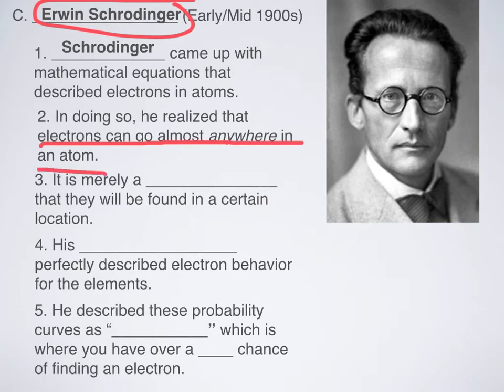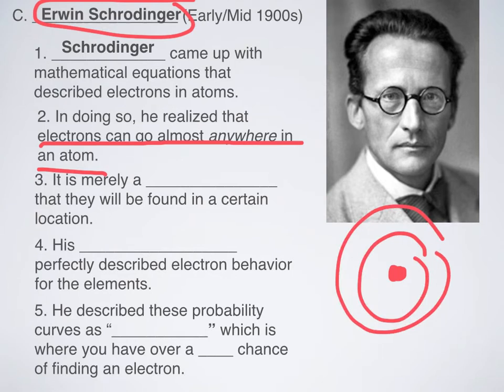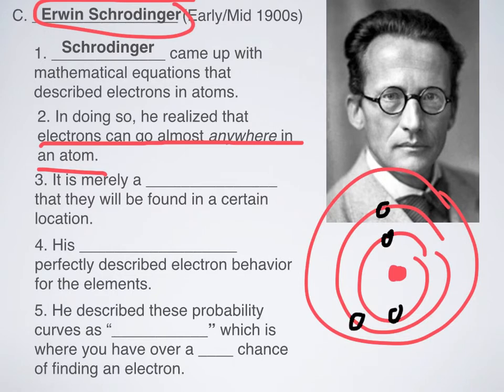So Bohr and Rutherford, up to that point, thought of this as our nucleus, and then we have these nice little symmetrical circular orbits going around the outside where we have our electrons. Okay, and so that's kind of what we thought our atom looked like.